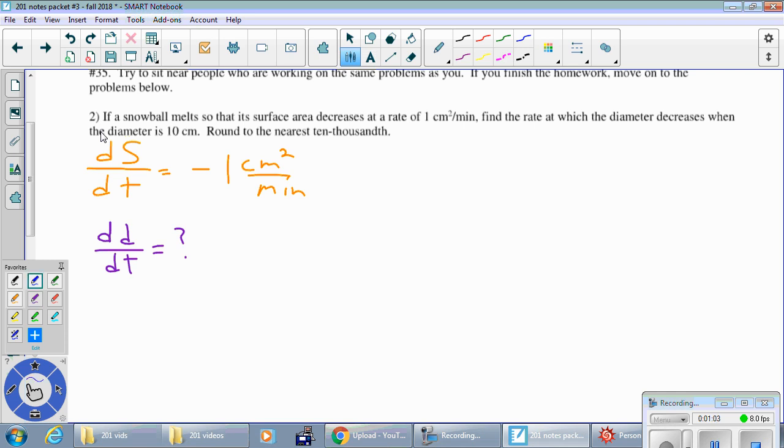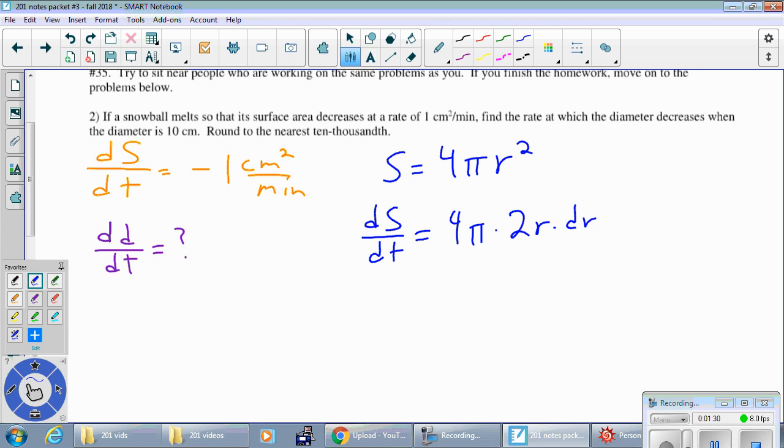Okay, so clearly we need the formula for the surface area of a sphere. I suppose this is one that I would provide for you if you don't happen to know it, if I gave this kind of problem to you on a test or a quiz. So the surface area of a sphere is 4 pi r squared. Then we're going to take the derivative of both sides of that equation with respect to time. The derivative on the left is ds/dt. 4 pi is a constant. The derivative of r squared is 2r, dr/dt.